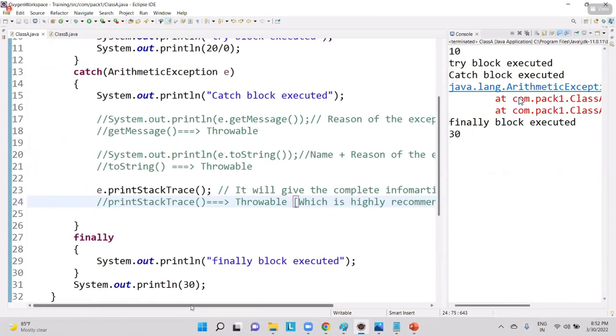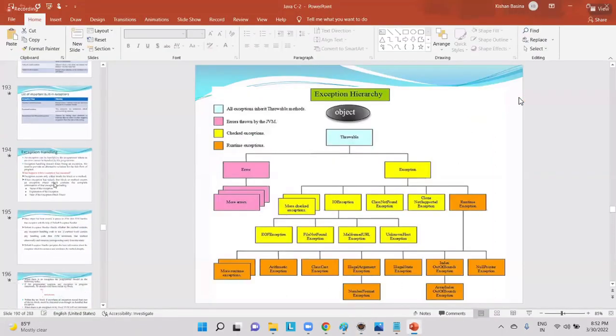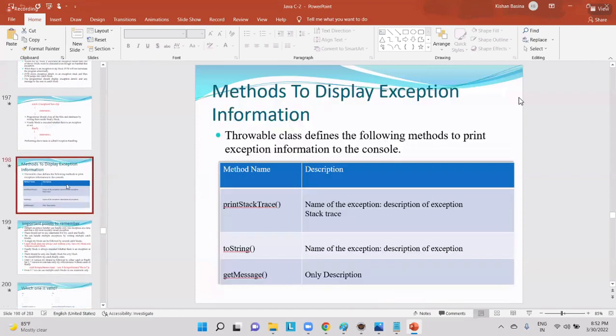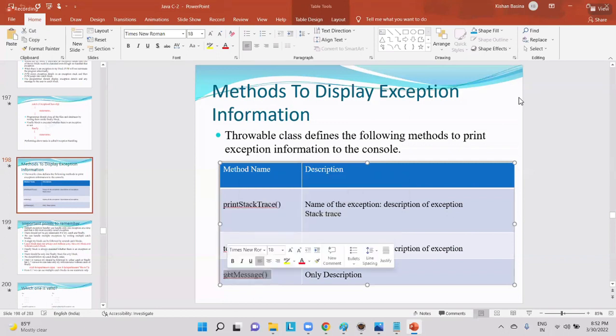So if anyone asks you in how many ways we can display exception information to the user, in how many ways, guys? 3 ways. That is print stack trace method, toString method, get message method. I hope it's clear, guys, for everyone. Okay.